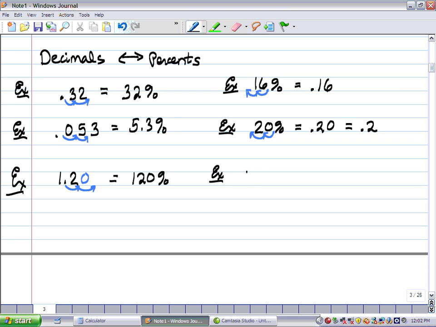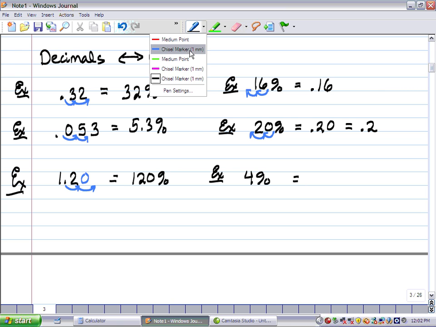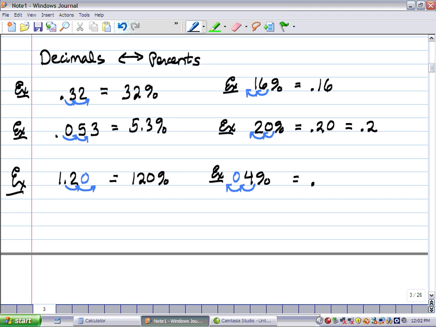And let's do one more. Say 4%. Because if I'm going to move the decimal back, invisible decimal here at the end, back 2 places, I've got an empty space that I have to fill in with a 0. So this is going to be actually equal to 0.04.